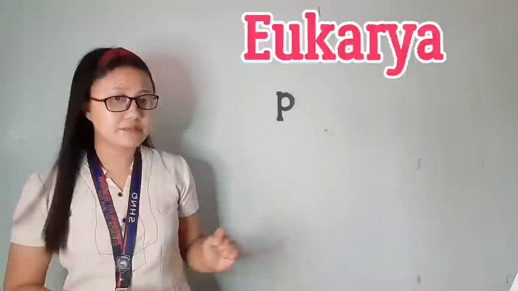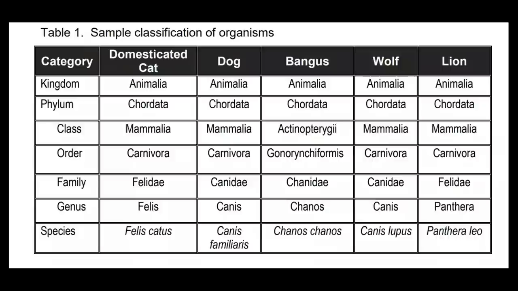What you see in this table is the sample classification of organisms. So meron tayong ditong category, and then we have the kingdom, phylum, class, order, family, genus, species. And on the other hand, we have the different classifications of organisms. We have the domesticated cat, dog, bangus, wolf, and lion. So let us have the dog, for example. So ang dog, kabilang siya sa kingdom na Animalia. Phylum, so belong sa Chordata. And then ang class niya is Mammalia. Ang order niya ay Carnivora, family Canidae, genus Canis, and the species is Familiaris. Kaya naman ang dog, meron tayong scientific name na Canis familiaris.